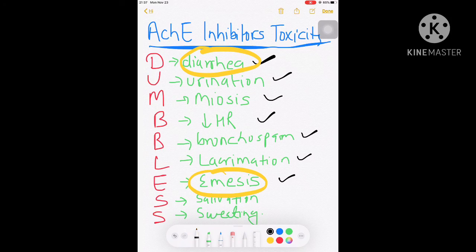Another one is salivation, S, and the last S is for sweating. Remember DUMBBELSS. You can also remember the rest, digest, and eliminate response versus the fight or flight response. I think this concludes the cholinergic agents. Next we'll discuss the anticholinergic agents.